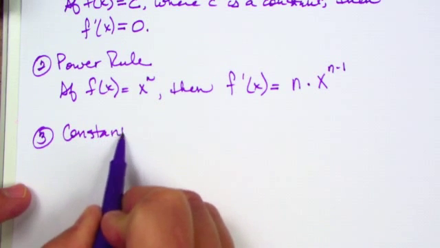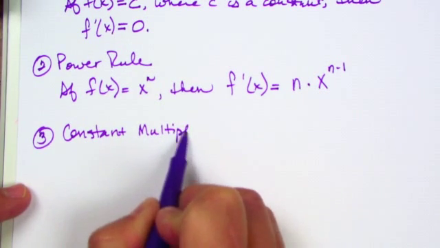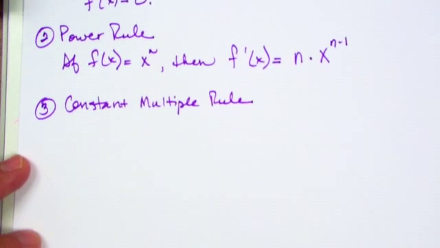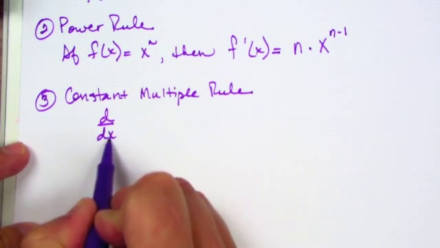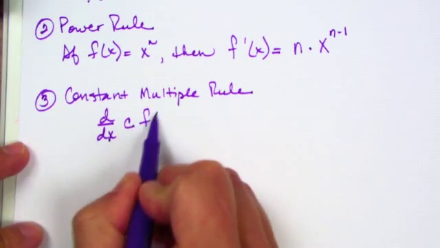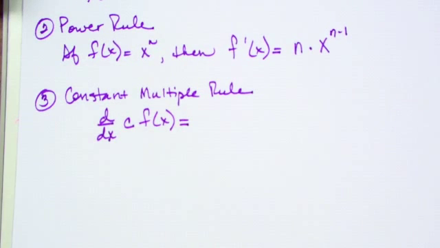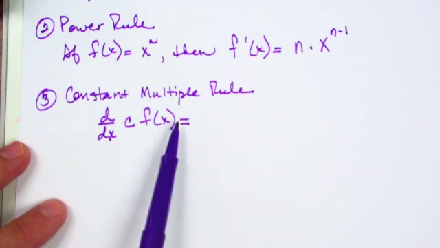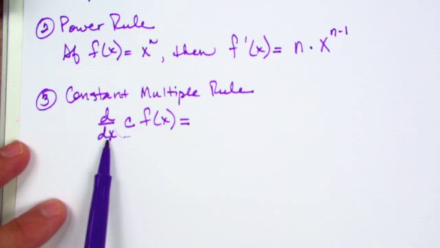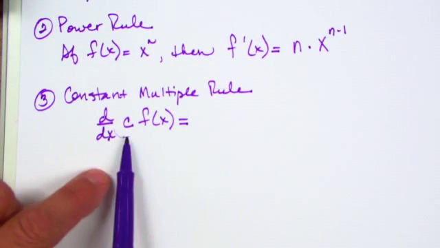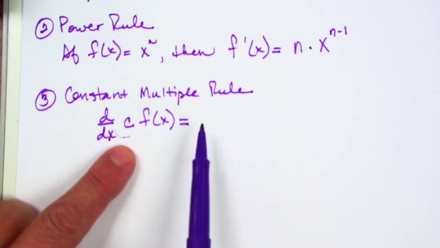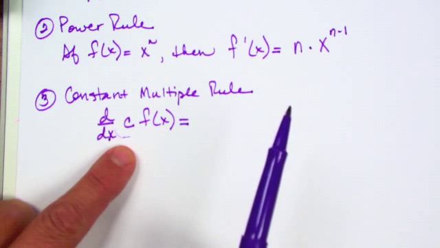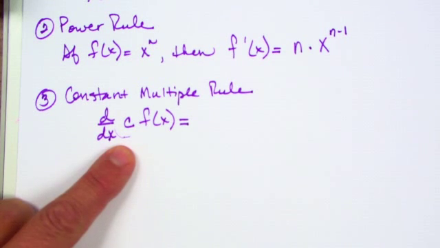Okay, we have a constant multiple rule. Show you a little bit different notation here. The derivative of c times f of x. Okay, so just so you understand what we're saying here, these symbols right here mean the derivative with respect to x of c times f of x is equal to, what do you think we can do with that c? Put it in front. I can put it in front, right?